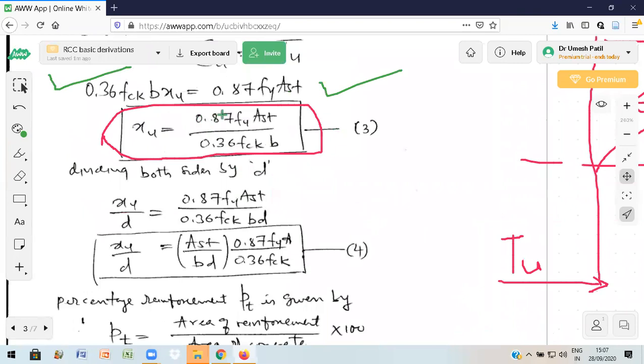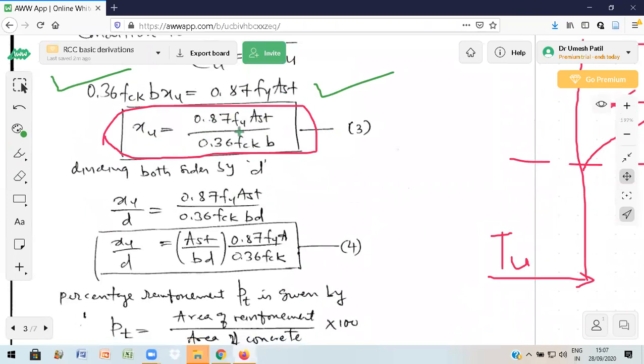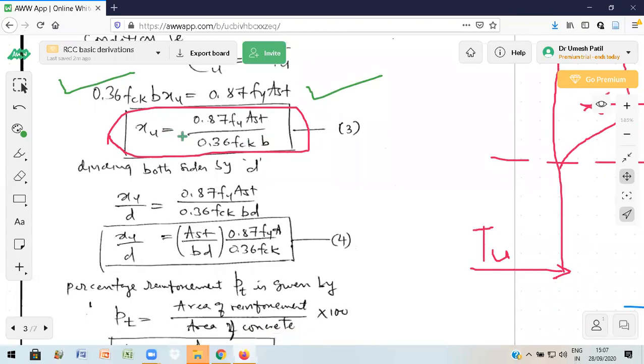So if you substitute all these values for a given problem, you can locate the neutral axis from the top. If I have given you the value of Fy as 415 and let us say 4 bars of 10 mm are there, you can find the Ast. fck, if I have given M20 concrete, it will be 20. If I have given width as 250 mm, substitute it here, you will get Xu. So that will give you where the neutral axis is from the top.